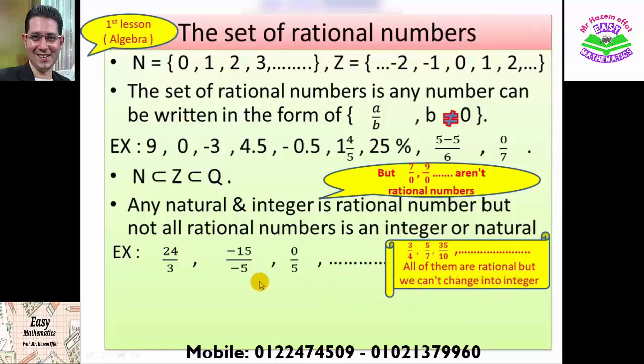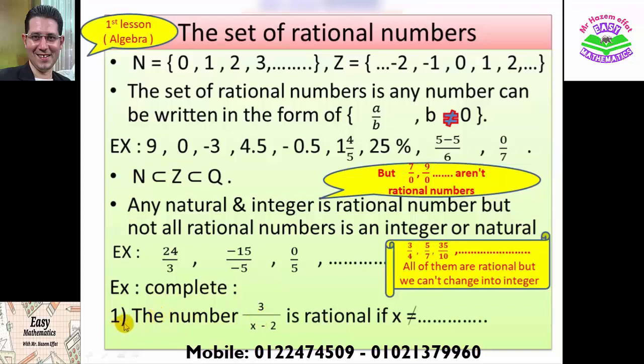So we know when we can change a rational number into an integer number: when the numerator is divisible by the denominator. In this case, we can change any rational number into an integer or natural number. Let's see more exercises of this lesson. Exercise number 1, complete.